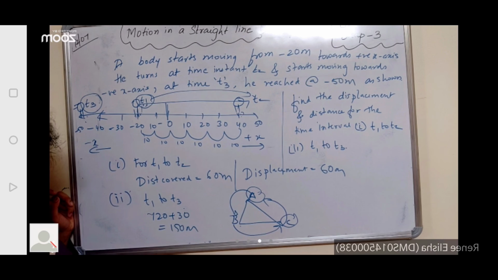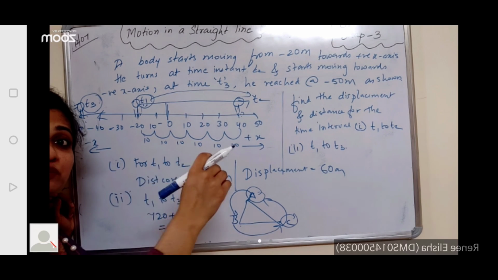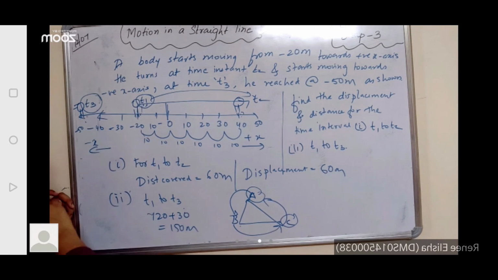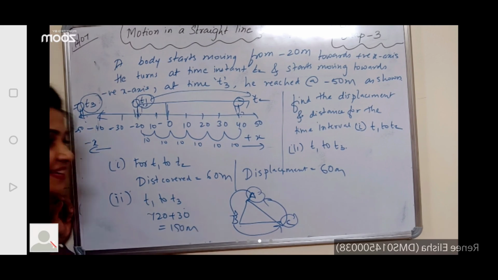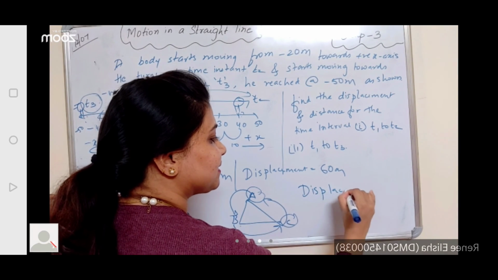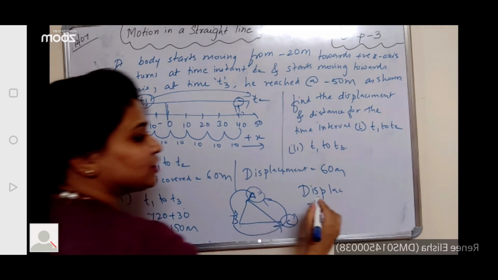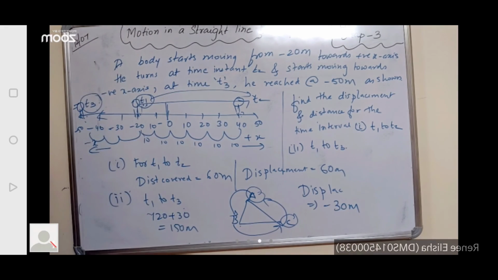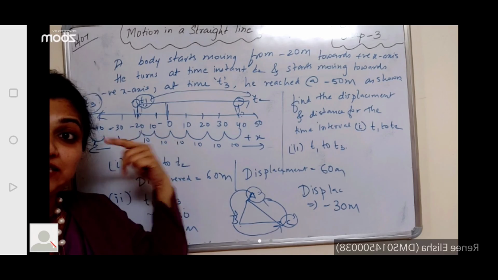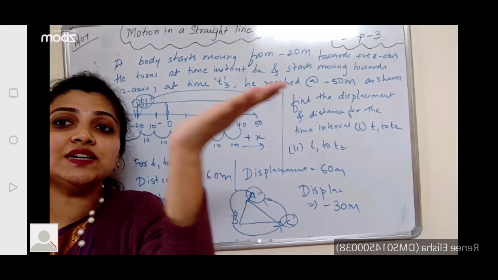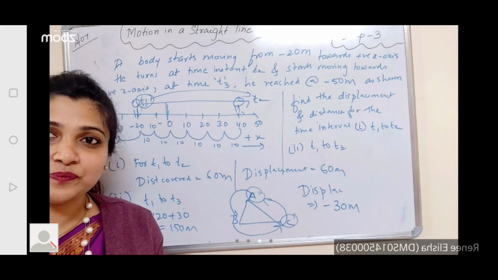Easy? Understood? How do we find distance? Distance means total path length. Displacement is the shortest. Now, what is displacement here from T1 to T3? Minus 30 meters. Why minus 30? It's backward, in the negative. Yes, very good. Displacement is nothing but minus 30, because it's in the backward direction. So displacement I can write as minus 30 meters. Always look at the direction. If it is going positive, then it is positive displacement. If it is going in the opposite direction, then it is a negative displacement. Got it, children?